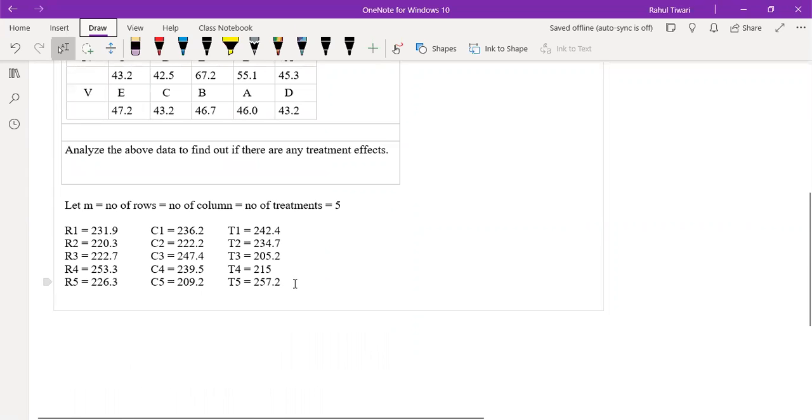So this is the grand total. I hope the grand total you get is 1154.1, and you can also check the grand total. If you add up row wise, you'll get the same answer. If you add up column wise, you'll get the same answer. If you add up treatment wise, you'll get the same answer. That means that your grand total is right. Just check and let me know whether this is right or wrong.